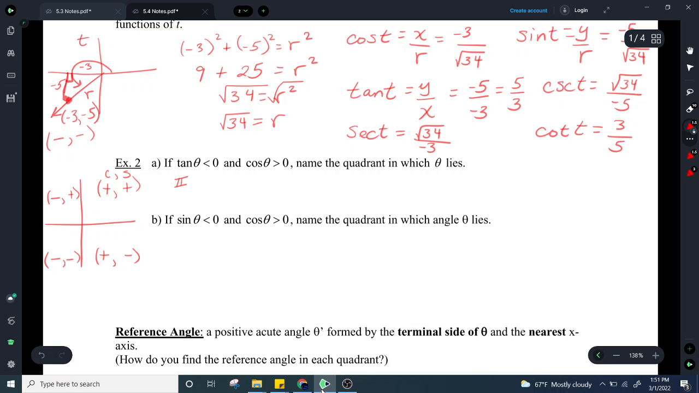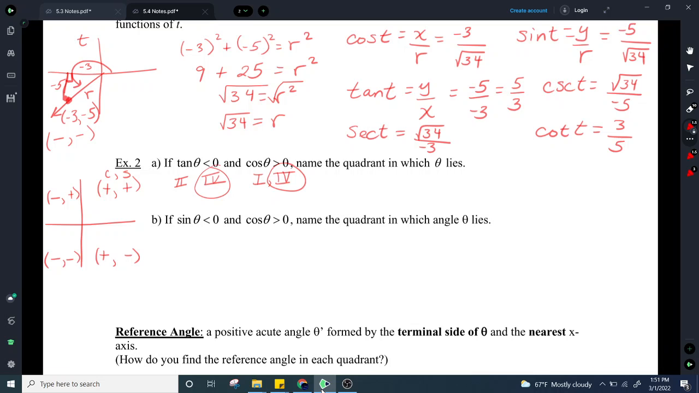Your options are either quadrant 2 or quadrant 4, right? Quadrant 2 or quadrant 4, those are your options. Cosine is positive in which quadrants? Well, cosine is positive in the first, of course, and in the fourth, right? Cosine, remember, is the x-coordinate, so cosine is positive in those two quadrants. So which one do these overlap? It has to be quadrant 4 that we're talking about.